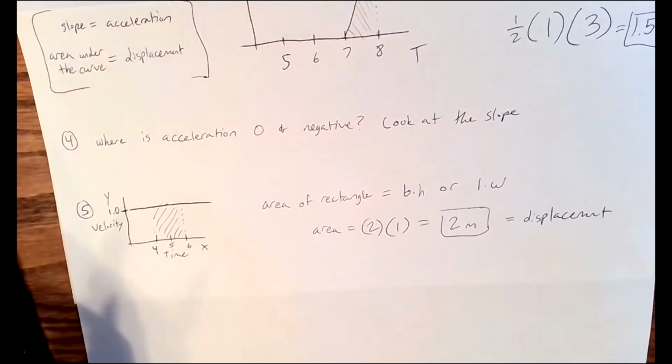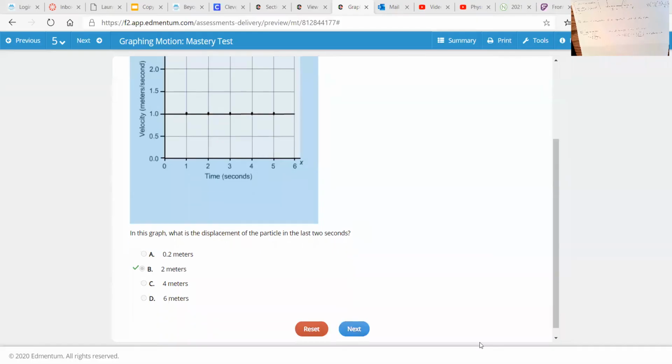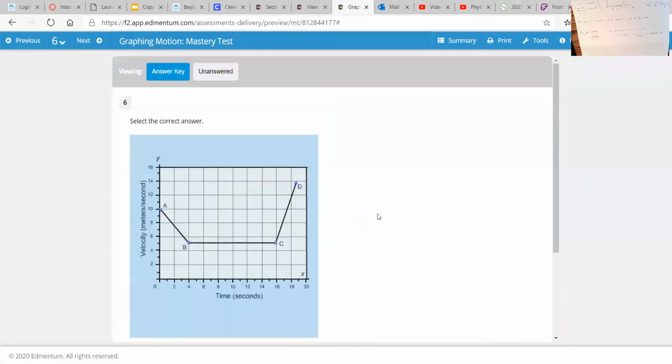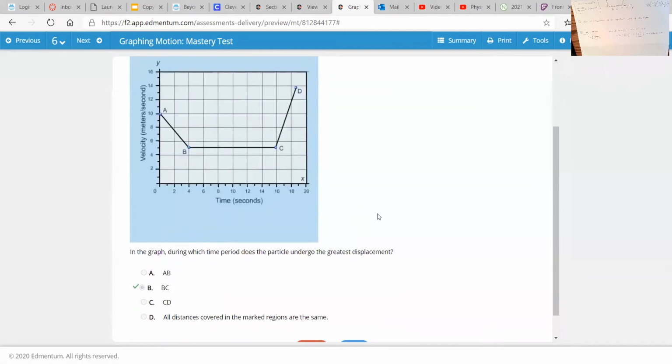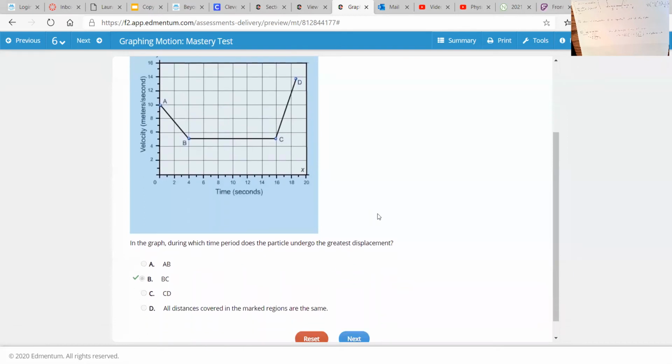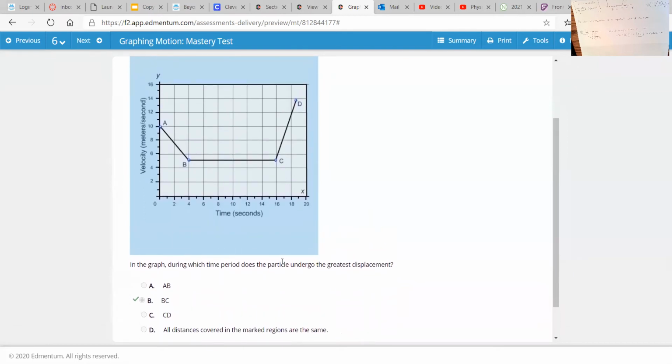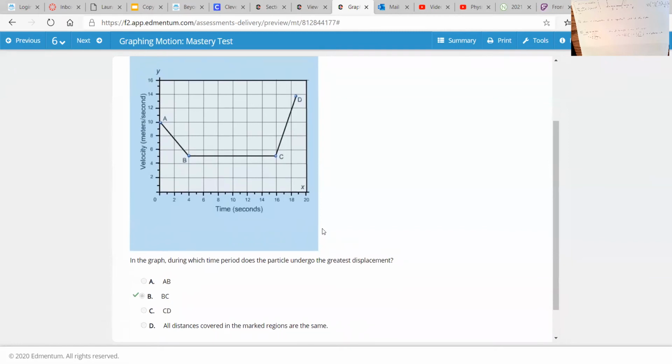So what does that tell you? The velocity stays the same. Hopefully this is starting to make sense to you. In the graph, during which time period does the particle undergo the greatest displacement? So which area has the most, or which part of the line has the most area underneath it? Okay, because that is the displacement.